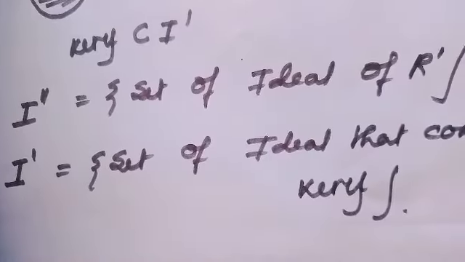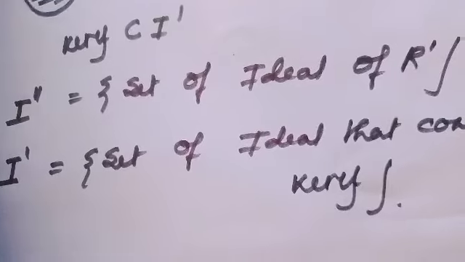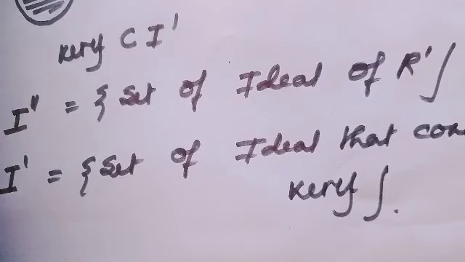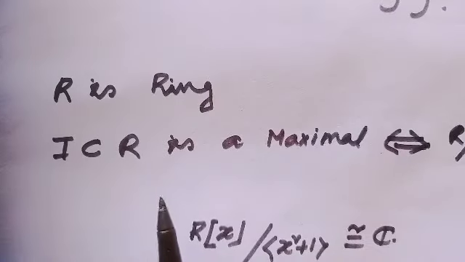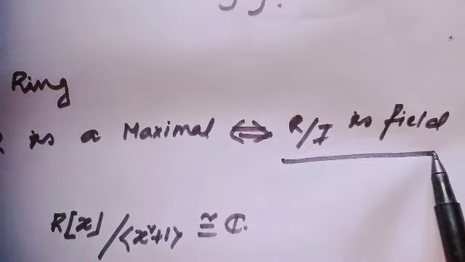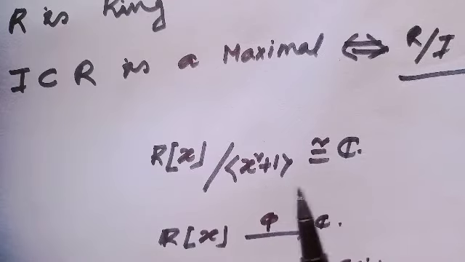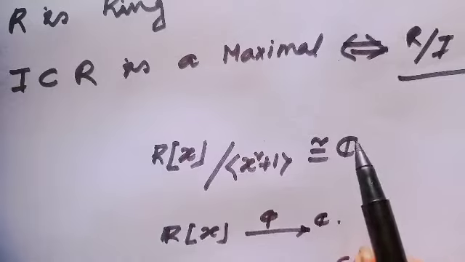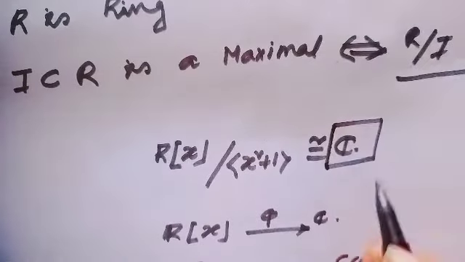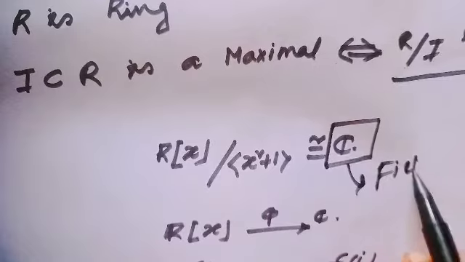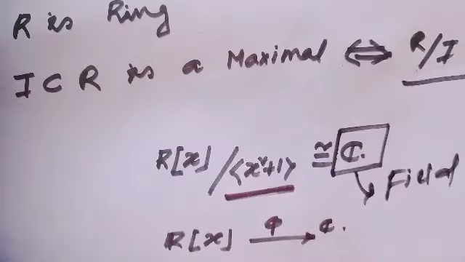And I have discussed the correspondence theorem because to find a maximal ideal this theorem is very important. Just see one example. At first we all know R is a ring and an ideal I is maximal if and only if R mod I is a field. Okay. Also I had seen in my earlier video that R[x] modulo the ideal generated by x² + 1 is isomorphic to C, and since C is a field, then obviously this ideal is a maximal ideal in R[x].